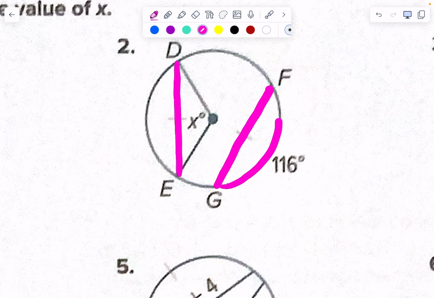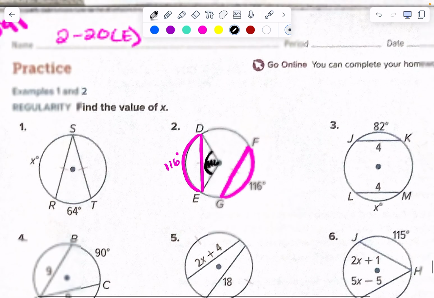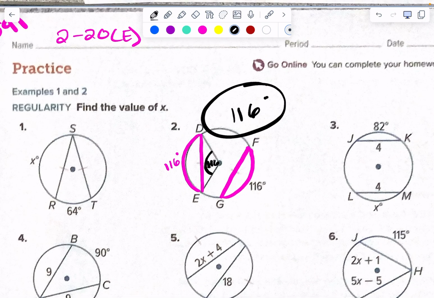And this arc is 116, which means this arc is 116. True? But they want the measure of this central angle right here. That's going to be the same. Is it going to be 116? Yeah, because we've said before, whatever this angle is, that's the measure of that arc. So they just gave it to you kind of weird. Okay? There's number 2, 116. All right, do the rest.